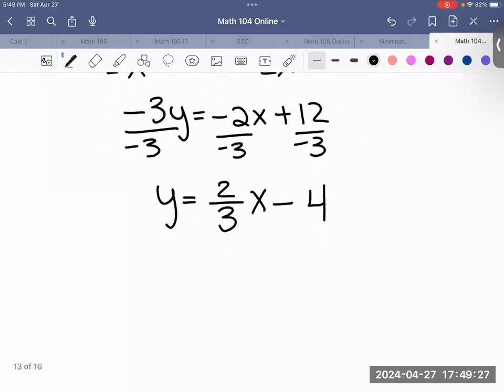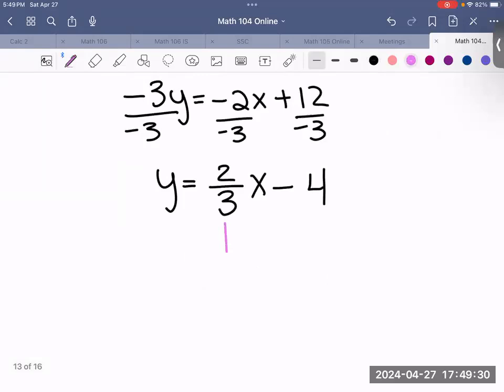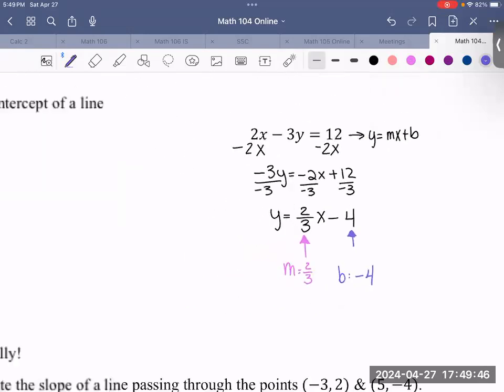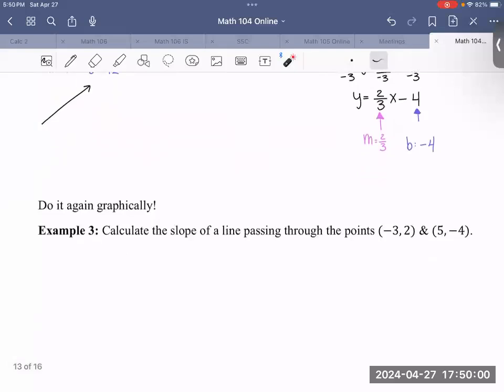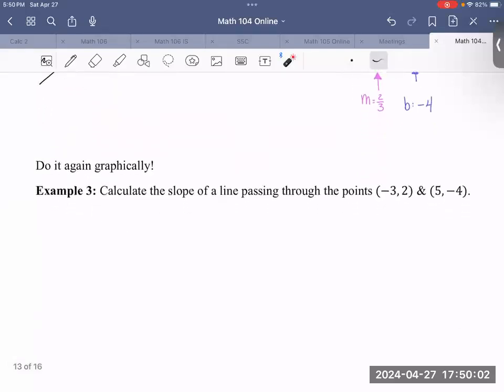Now with that, can we figure out your slope and your y-intercept? Your slope here is 2/3, and your y-intercept, your b, is -4. So in case you are given it like this and you don't feel like putting it into your calculator, just put it into this form so that it's pretty easy to get. Again, you can try this graphically. It's up to you. So now let's calculate the slope of a line passing through these 2 points.